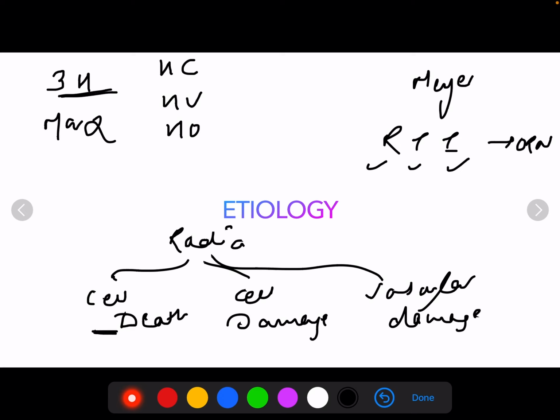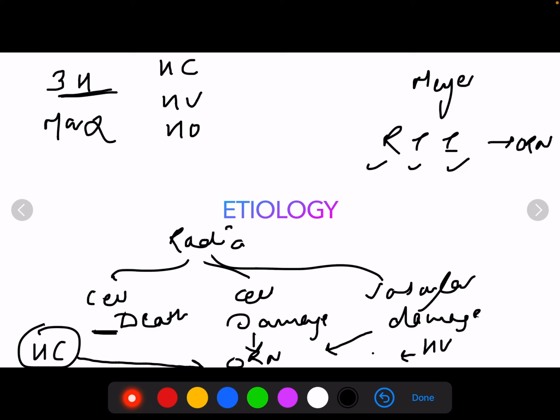For cell death, bone cells die after the radiation, which leads to hypocellularity and further leading to tissue breakdown and finally ORN. In cell damage, loss of reparative and synthetic functions leads to ORN. In vascular damage, endarteritis, obliteration, and thrombosis occur, which leads to hypovascularity, leading to gradual ischemia and further hypoxia, which in turn leads to osteoradionecrosis.